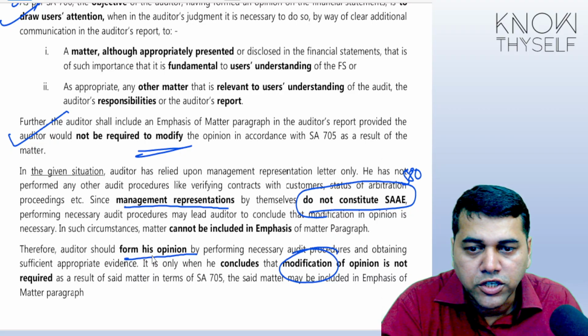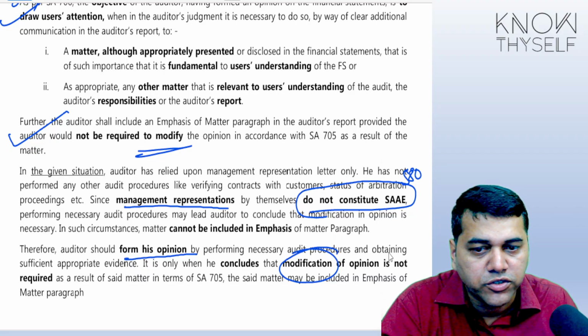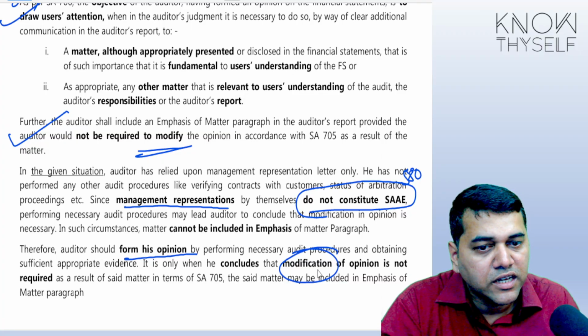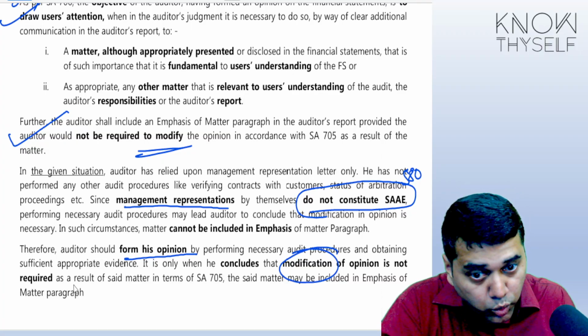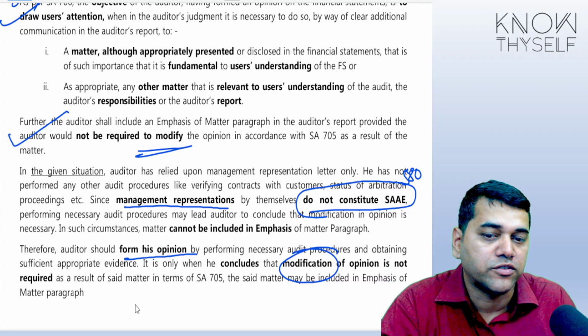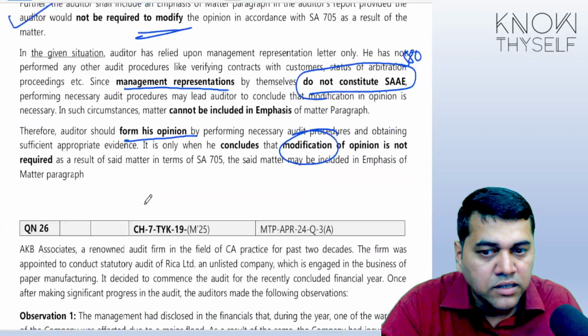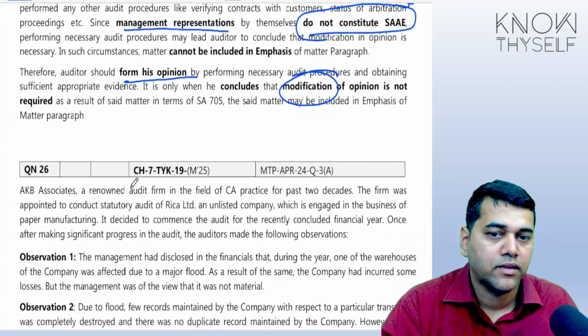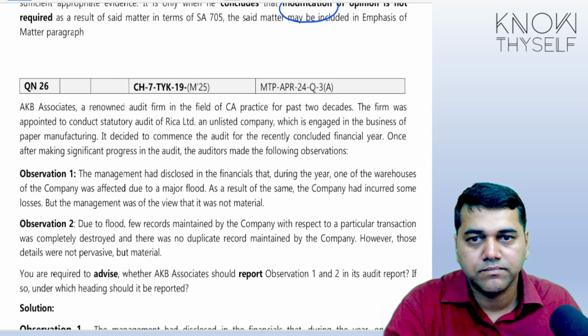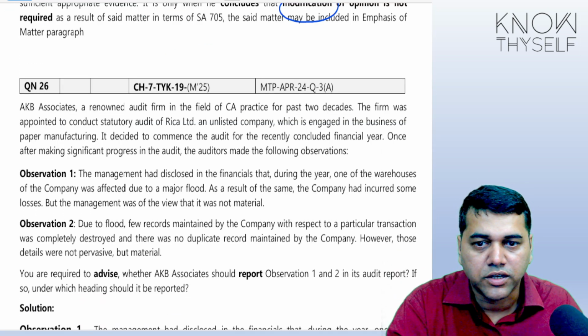Therefore, the auditor should form his opinion by performing audit procedures. It is only when he concludes that modification of opinion is not required that he can give emphasis. But if he feels that modification is required, he has to modify. Yes, I hope it's clear. Please discuss if it's not clear.